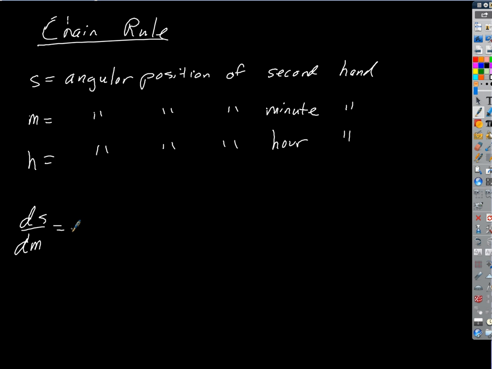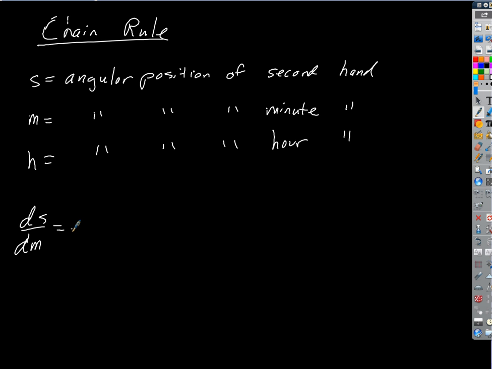Picture a clock. What's it going to be? 60 is right. Okay, how'd you get that? 60 seconds. Okay, that's true. Maybe a different way to think about that is, in order for the minute hand to make one revolution around the face of the clock, how many revolutions does the second hand have to make? 60, right? Everybody agree?